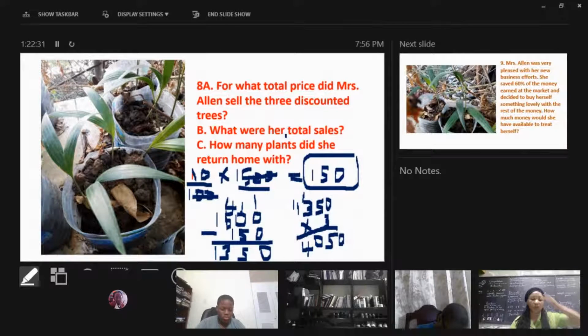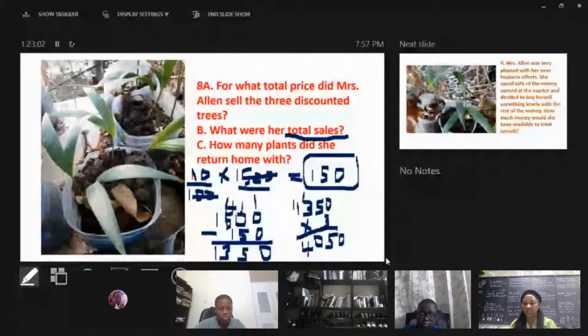How much was she selling all together? How much money did she make in all? How are we going to calculate that? Let me see some answers. Okay, so Ashley says her total sales were, so she sold 21 trees.